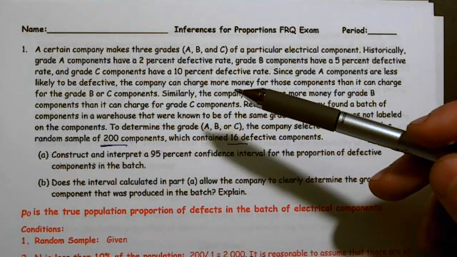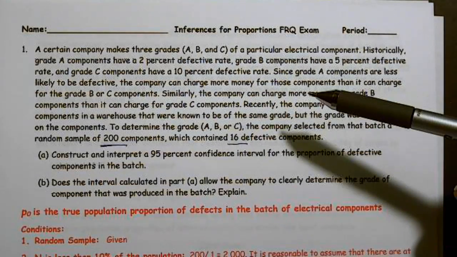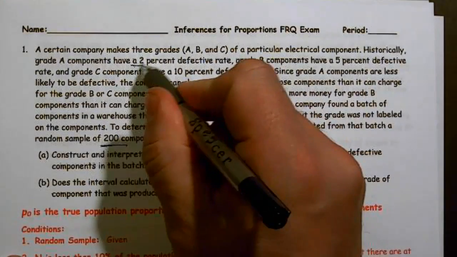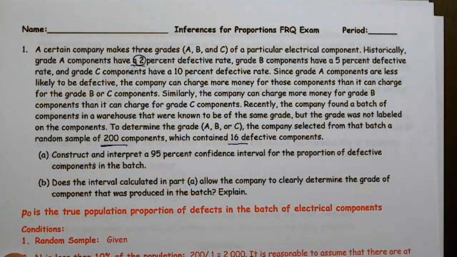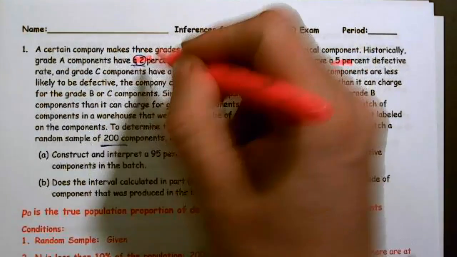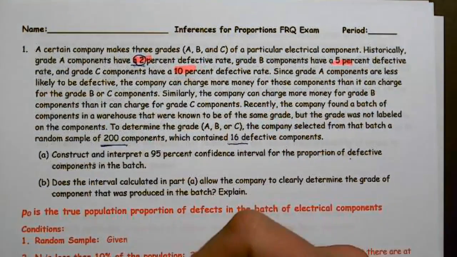And this will be question 1. A certain company makes 3 grades A, B, C of a particular electrical component. Historically, grade A components have a 2% defective rate, while grade Bs have a 5% defective rate, and grade C have a 10% defective rate. Since grade A components are less likely to be defective, the company can charge more money for those components than it can charge for grade B or C. Similarly, the company can charge more for grade B than it can for grade C.